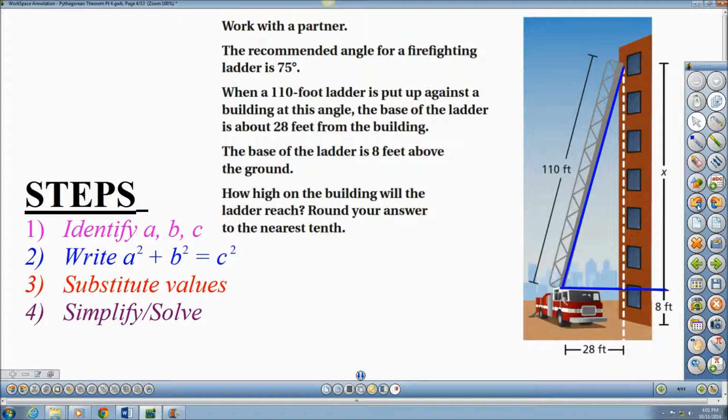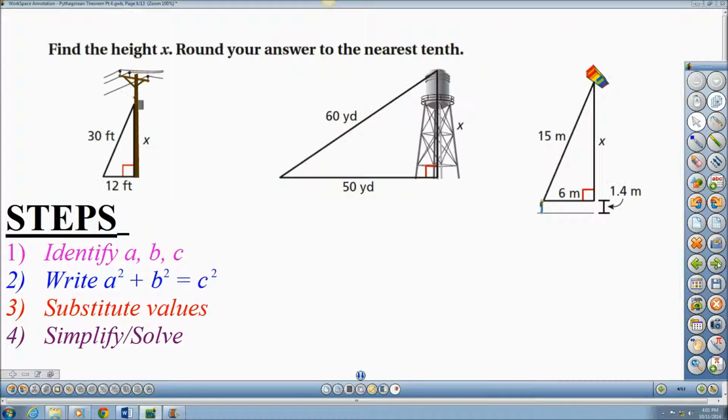So I continue drawing, and I draw from the top of the ladder down to the 28 feet edge here, and you notice that it makes a right triangle inside. There's my right angle, and across from the right angle always points at side C. So I've already started the labeling process of identifying sides A, B, and C. Then I would just need to write out the Pythagorean theorem, substitute the values, and solve using those 4 steps.